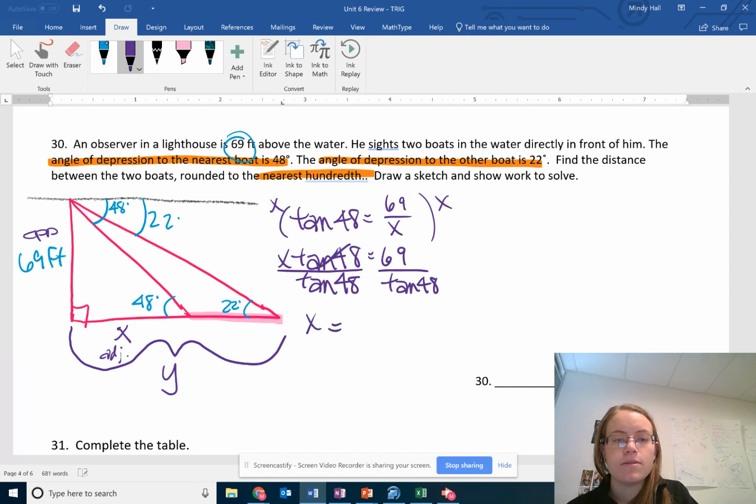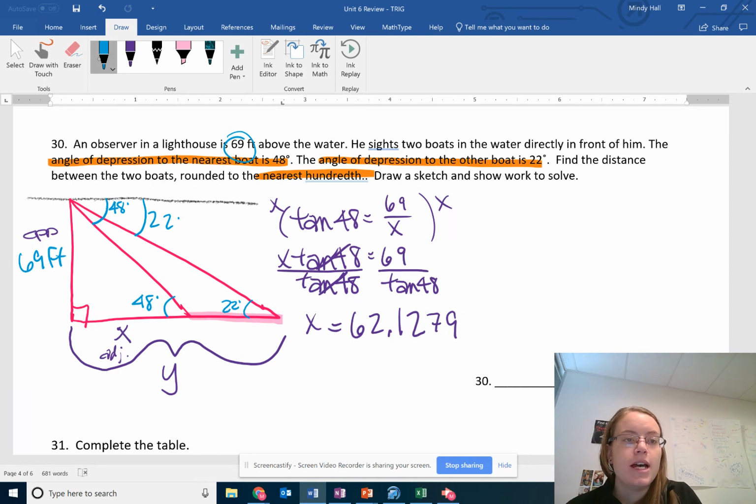So then 69 divided by tangent of 48 is 62.128. And you don't have to round out crazy far. I usually try and do 2 extra decimal places, so I'm actually going to go out to 79. That way, when we add them or subtract them, it is a little bit nicer to deal with.